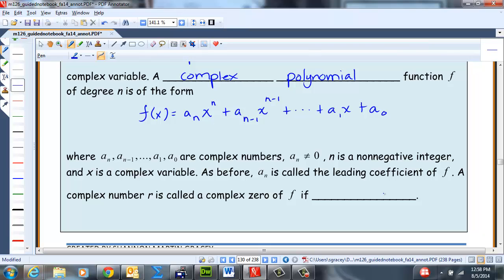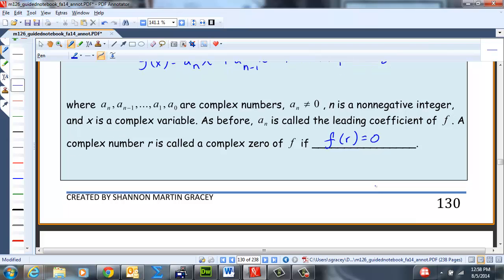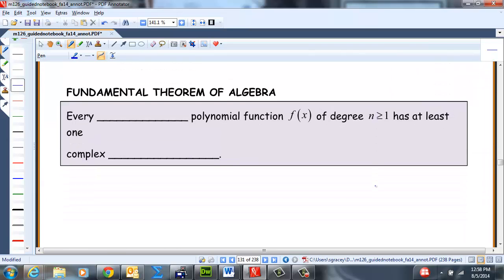So a sub n is still called the leading coefficient of f, and a complex number r is called a complex zero of f if the function evaluated at r is equal to 0. Okay, so remember that the real numbers are a subset of the complex numbers, so you can have a mixture of complex coefficients and real coefficients. Now, the fundamental theorem of algebra says that every complex polynomial function f of degree n greater than or equal to 1 has at least one complex zero. Sorry that it's offset like that.